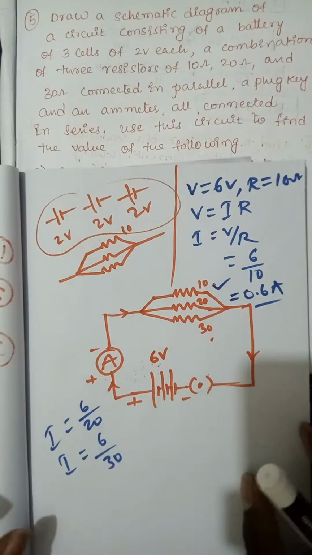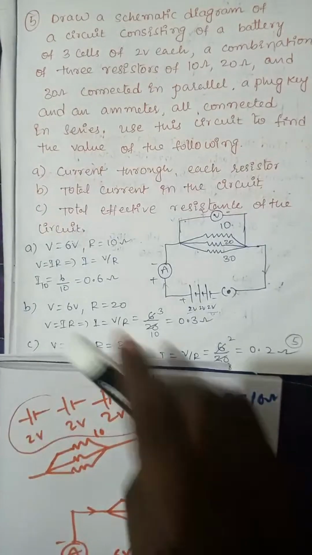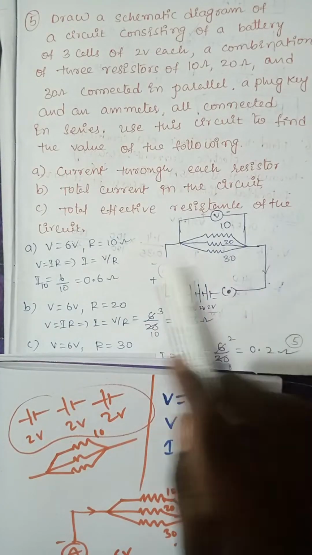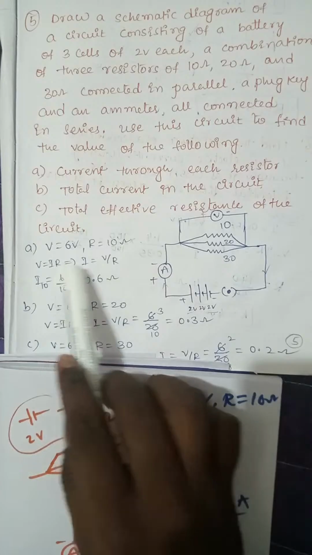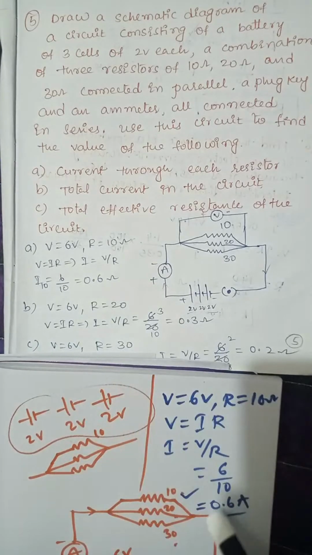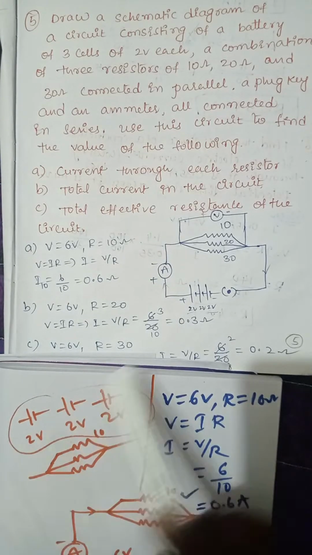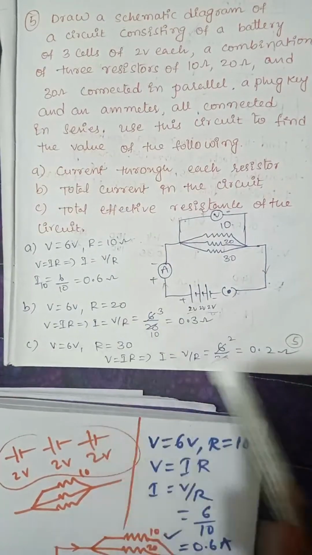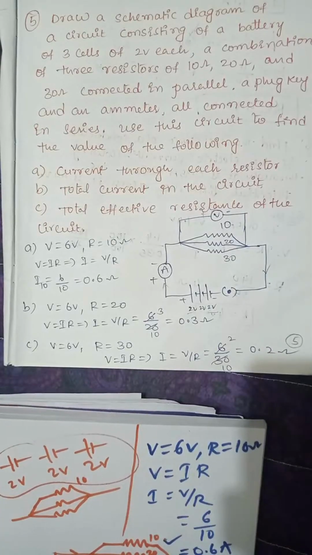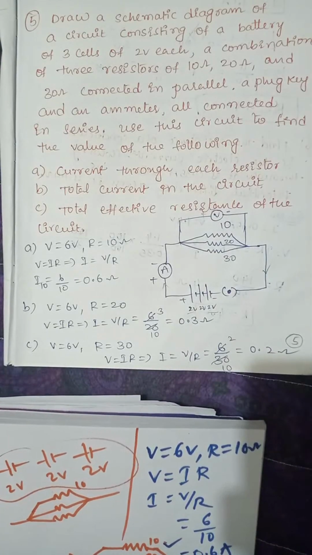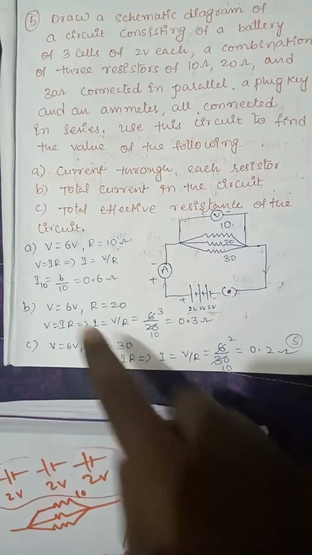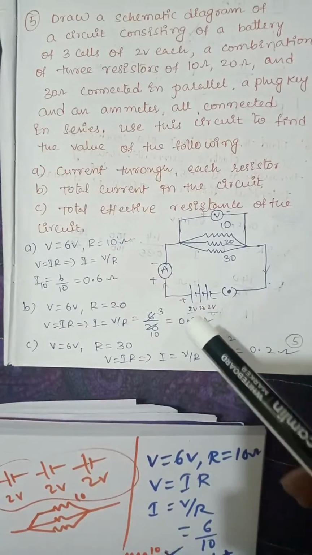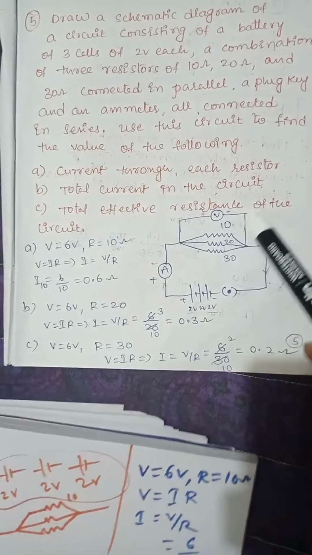Okay, so try to solve it. Potential difference is given, resistance is given. So first we take the resistance and we get 0.6. Next, V equal to 6 divided by 20 is 0.3, and 6 divided by 30 is 0.2. Okay, that's enough. That is the current through the 10 ohm, 20 ohm, and 30 ohm resistors.